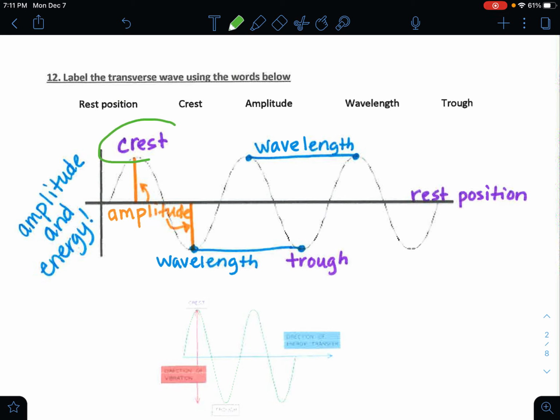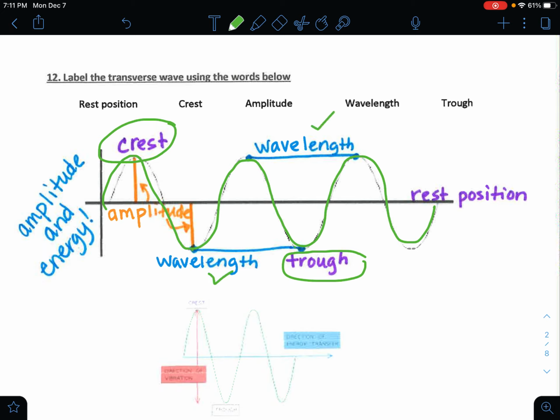So the crest is the top part of a transverse wave, because here's our wave, right? Up and down and up and down, okay? All right. So the top part of the wave is the crest, the bottom part is the trough. So we have wavelengths. Wavelengths are from one part of the wave to the exact same part of the next wave. So we're going crest to crest, as in this case here, or trough to trough, as in this case here.